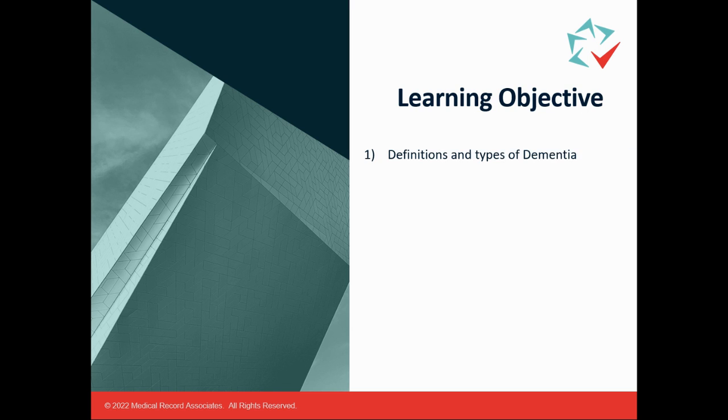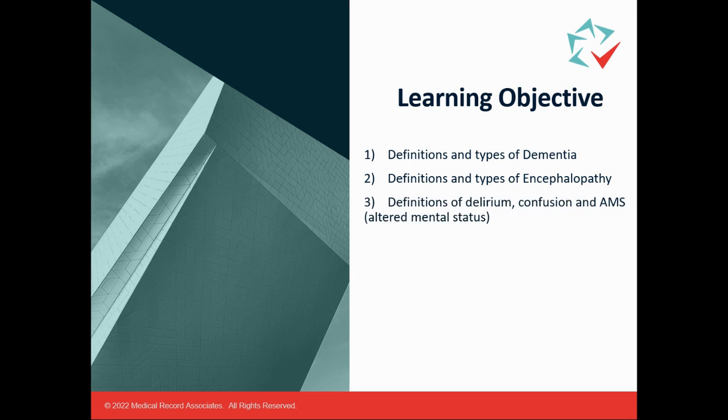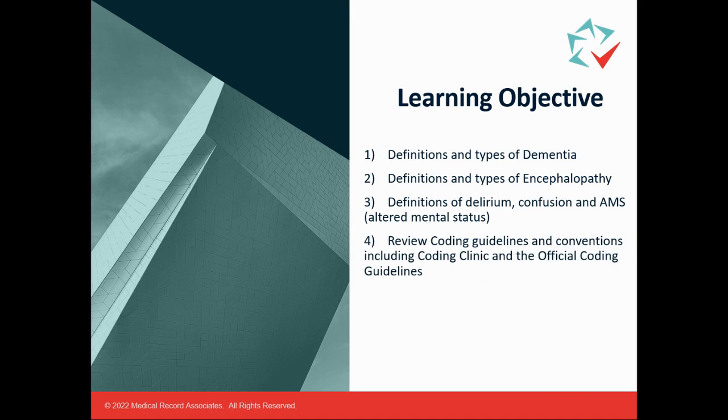So today we will be talking about the definitions and types of dementia, definitions and types of encephalopathy, definition of delirium, confusion, and altered mental status, or AMS. We're going to review coding guidelines and conventions, including Coding Clinic and the official coding guidelines. We're going to talk about medications and treatments associated with dementia, encephalopathy, and delirium.